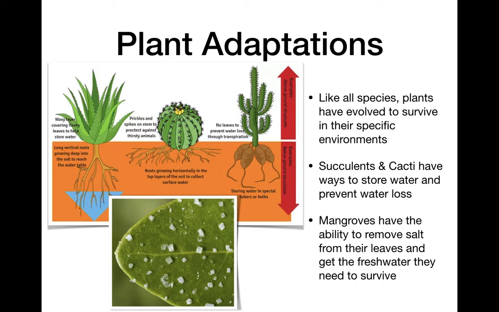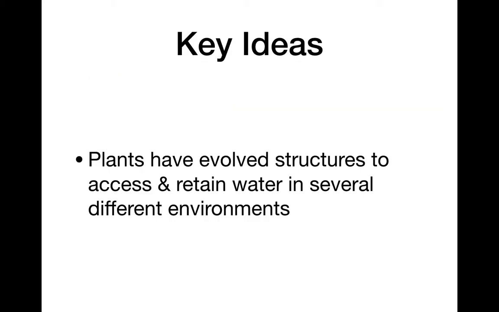One thing that mangroves can do is in their leaves they have special pores. They can actually absorb that salty water, and they can remove the salt, so they can get the fresh water they need to survive. Some plants can also separate the sodium ions in the salt away from the chlorine ions, so it keeps them from actually being together. If we separate them inside of a cell, it can't make salt, and that's one way of protecting the plant. Okay, key idea, the last one, is plants have evolved structures to access and retain water in several different environments.